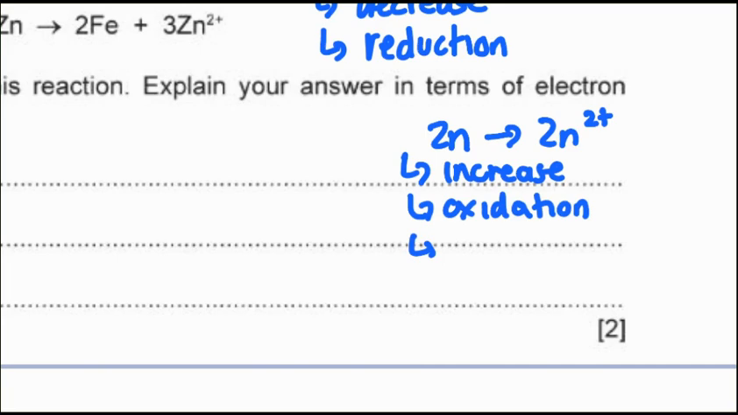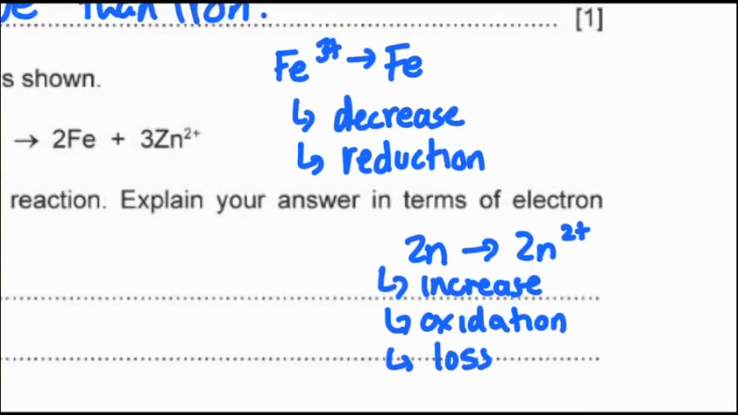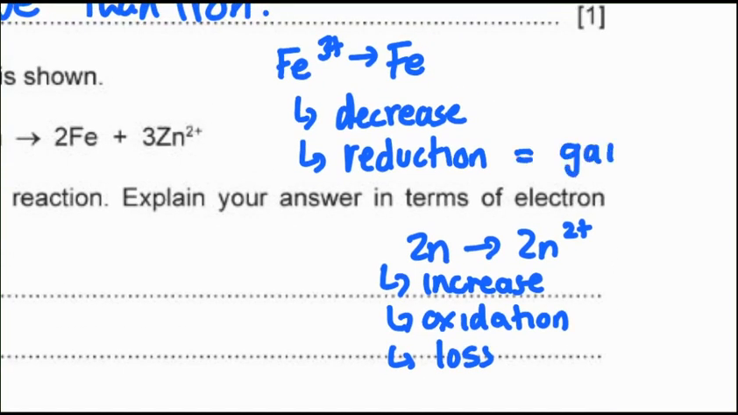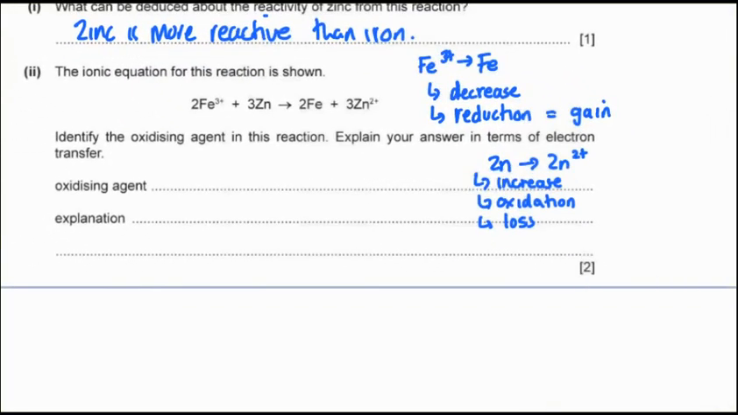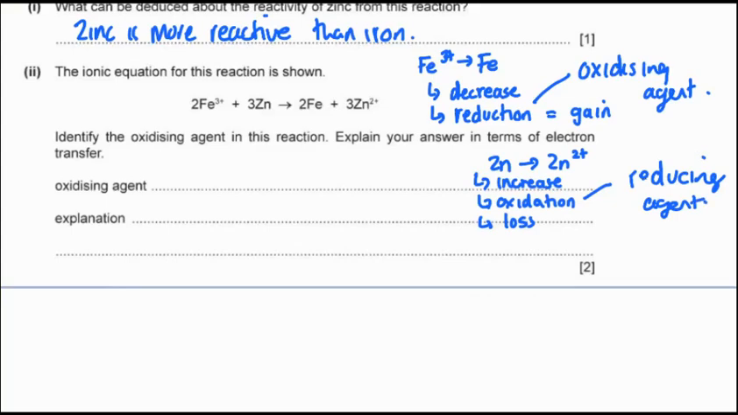We know that oxidation is loss and reduction is gain. So in this case, we've determined what the oxidizing agent is, because if something has been reduced, it is the oxidizing agent. And if something has been oxidized, it is the reducing agent. So we know that we're just looking here at the iron. So the oxidizing agent is in fact the Fe3+.